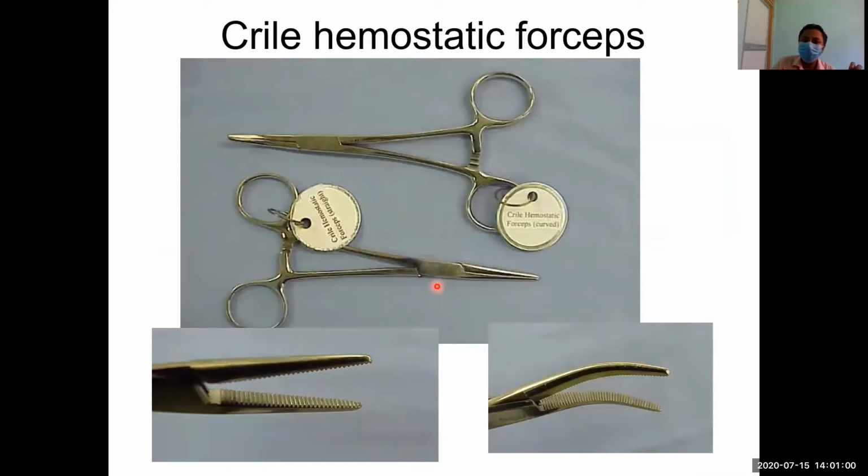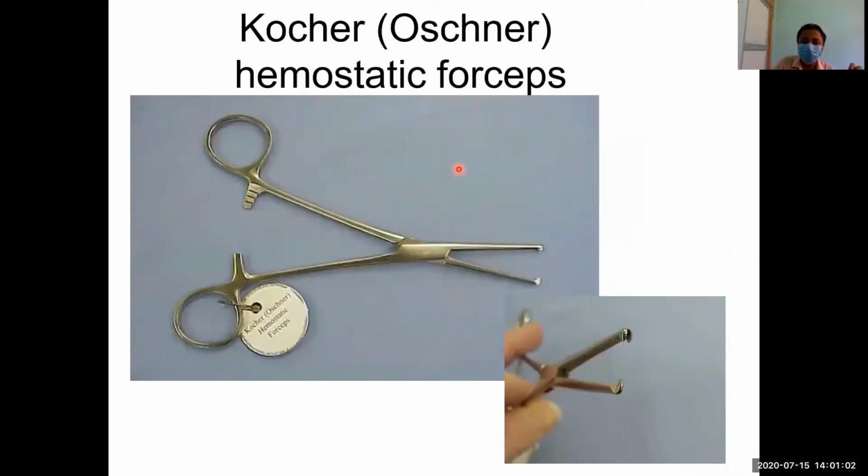Then another hemostatic forceps is Kocher's hemostatic forceps. It is quite different from other hemostatic forceps. The most identifying point of Kocher's hemostatic forceps is that it will have a single tooth on one end of the blade, and on the other end there will be a groove.